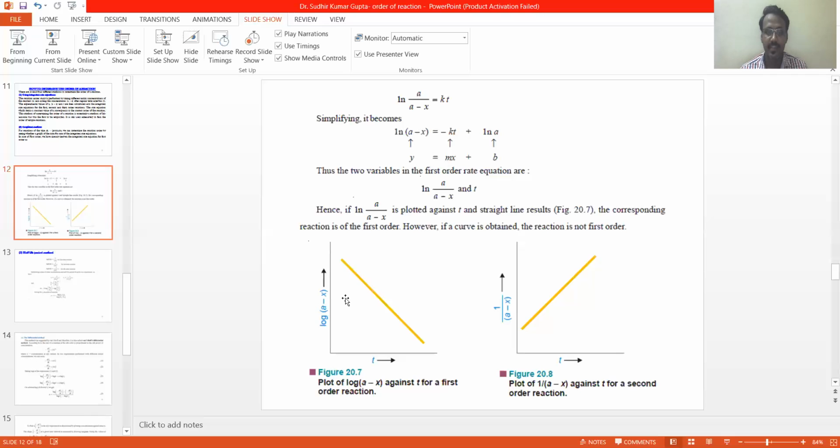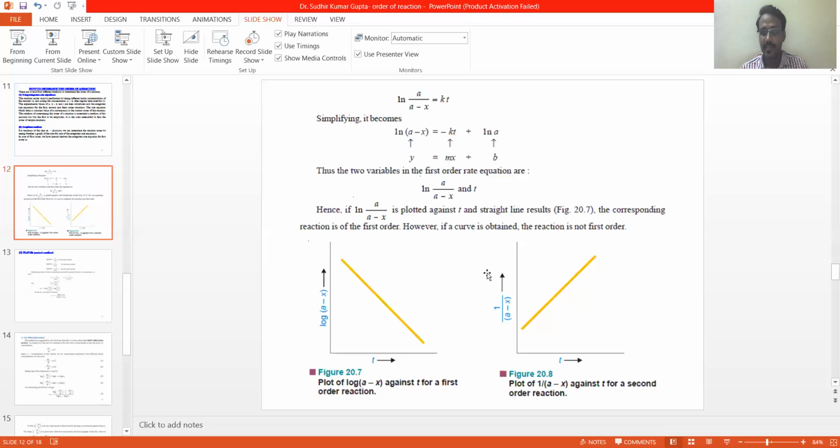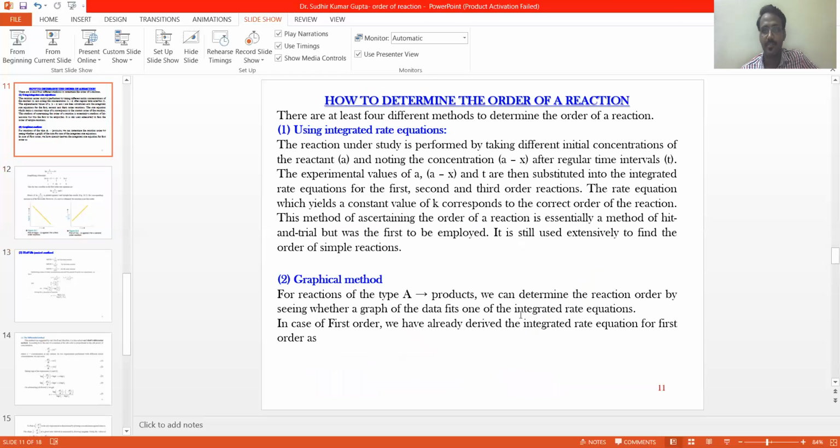So for first order reaction, what will we get? We will see that log of a minus x shows a decrease with increasing time. For the second order reaction, what do we have? In case of second order reaction, 1 upon a minus x is directly proportional to t.